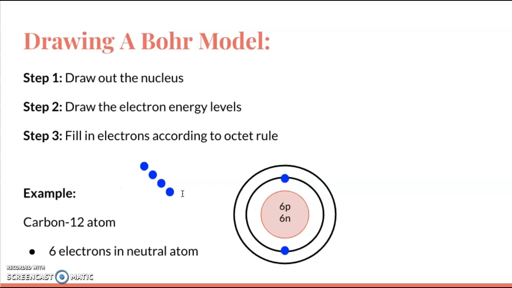And I have leftovers, which means I then move on to my second energy level. My second energy level can hold 8, so let's start filling it out. 1, 2, 3, 4. And at this point, I don't max it out at 8, so I am done. So this is how I'm going to draw my Bohr models.